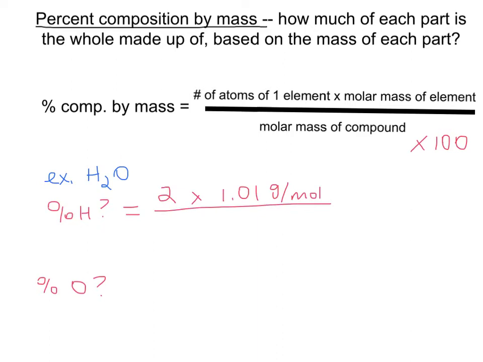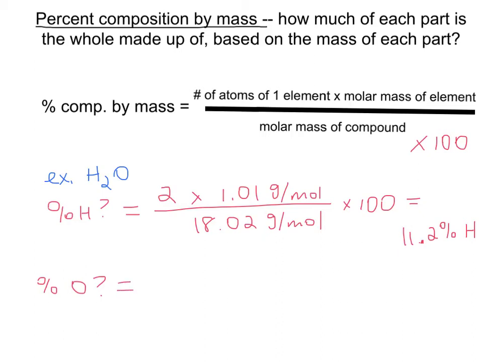Well, for the molar mass of the compound, we need to add up the molar masses of these. So we need 2 hydrogens and 1 oxygen. And we add those up, we should get 18.02 grams per mole, because hydrogen's 1.01 and oxygen's 16, and that adds up to 18.02 grams per mole when we consider the fact that there are 2 hydrogens. Now we multiply that by 100 to turn it into a percent, and we should get 11.2% hydrogen. So water is 11.2% hydrogen.